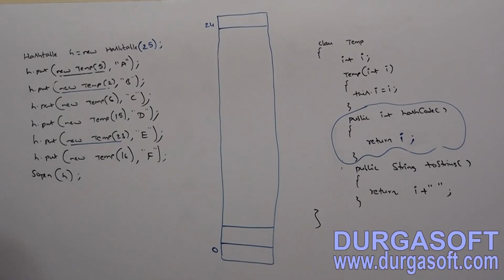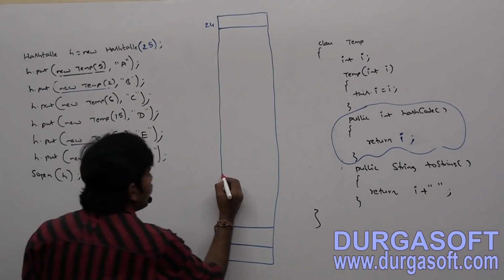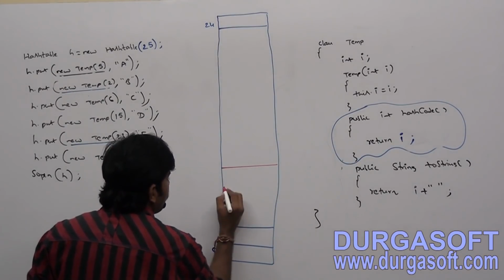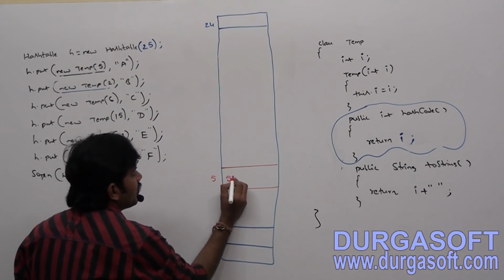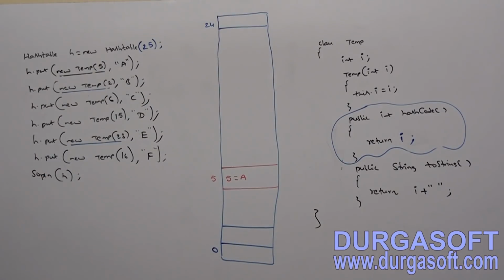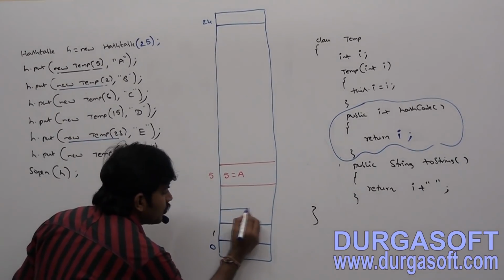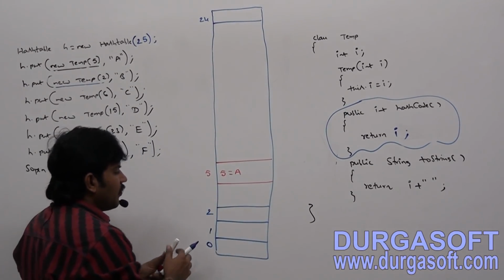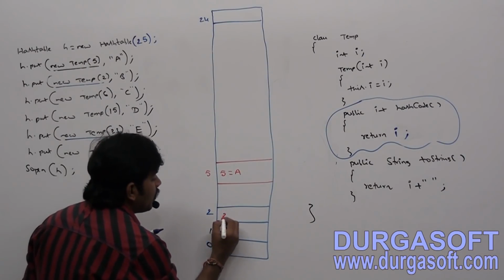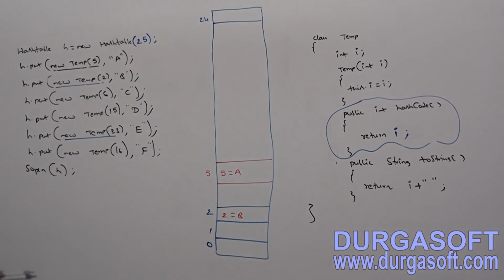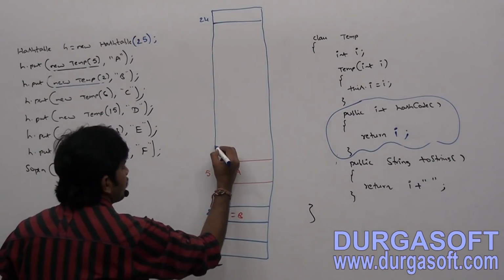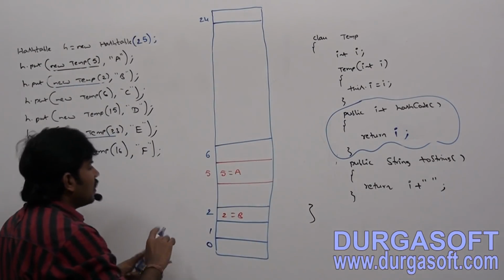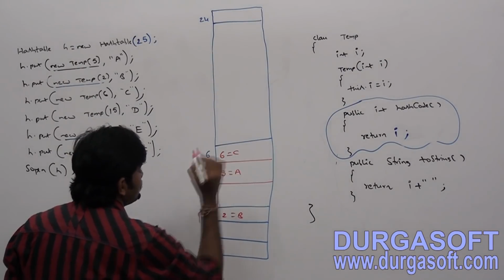Now, can you tell what is the hash code of the first object, new Temp(5)? It is 5. So in the 5th bucket, 5=a is there. New Temp(2): in the 2nd bucket, 2=b is there. Next, new Temp(6), c: the hash code is 6, so in the 6th bucket, 6=c is there.